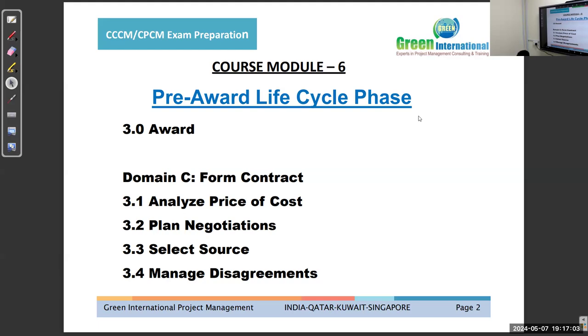At the same time, you will plan your negotiations with the vendor, with the contractor, and after finalizing all the terms and conditions, you will select your source and you will award your contract.